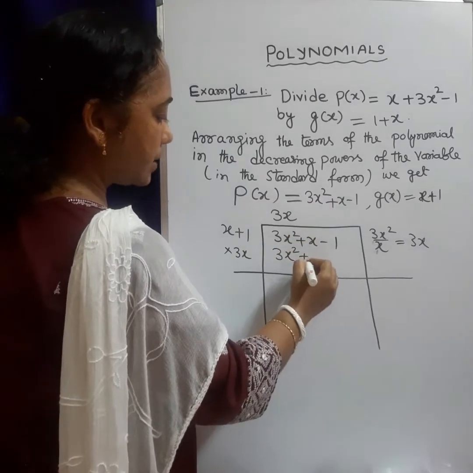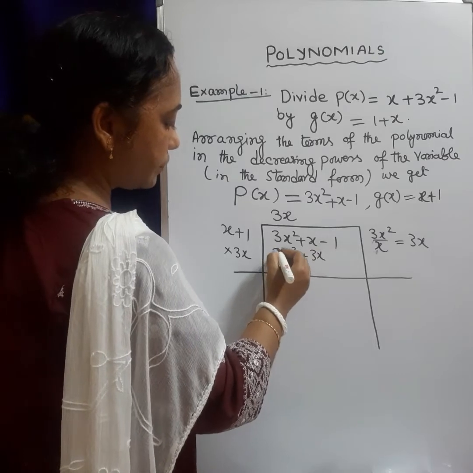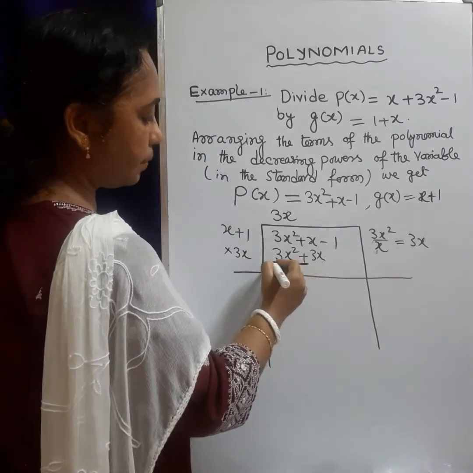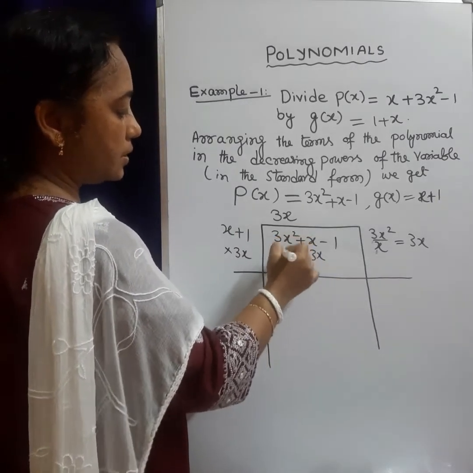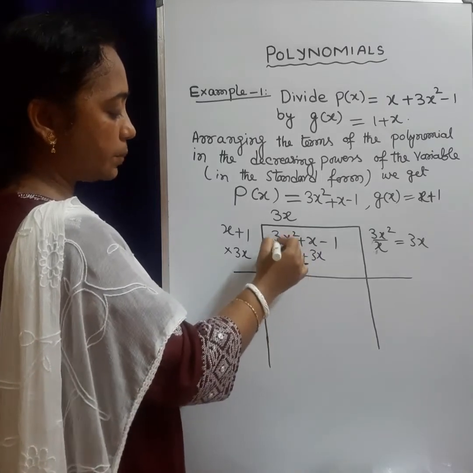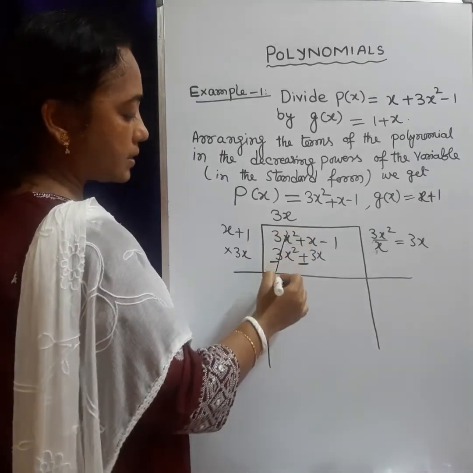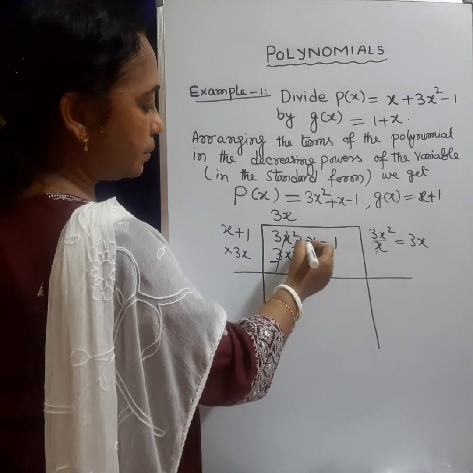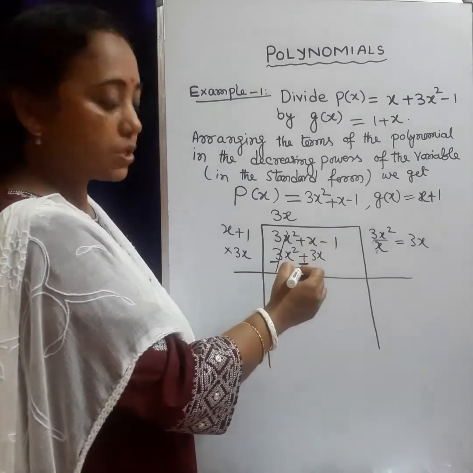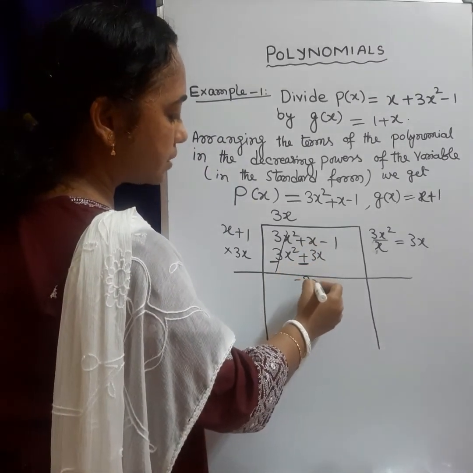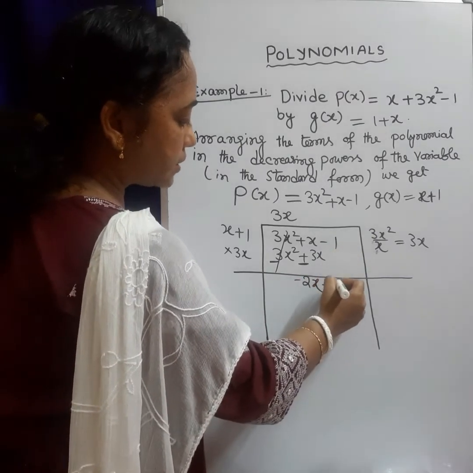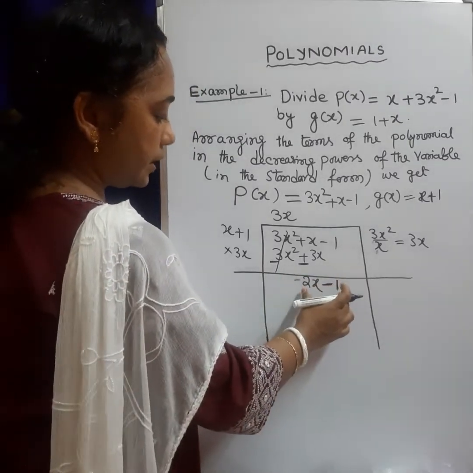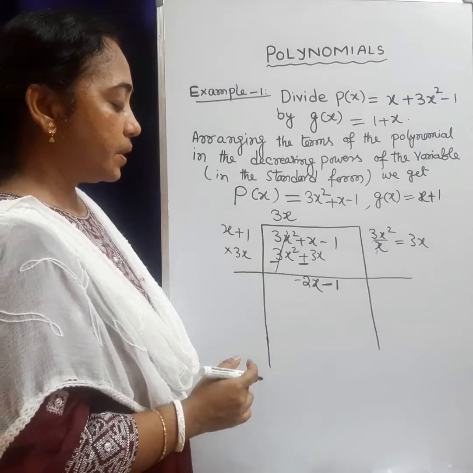So 3x² + 3x. Now we will subtract them, so we will change the sign of the terms of this product. So this plus becomes minus. Both having the same coefficient of x², but they are opposite in sign, so these two will cancel out. They become 0. So 0 into x² we will not write here. Now here plus and minus: −3 + 1 becomes −2x. Then we bring down the next number, that is −1. So now we get the new expression −2x − 1.